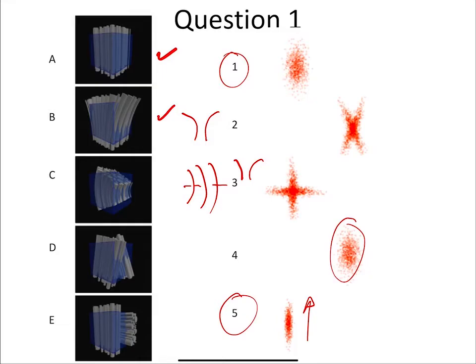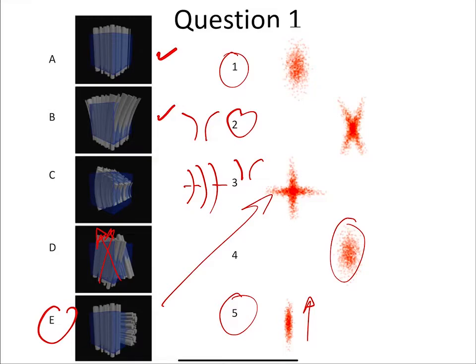Okay, how about D? Which would D go with? 2, right? Because those voxels, or those fiber bundles, are crossing like that. And then by process of elimination, E must go with 3, right? Okay, and they're crossing perpendicularly.